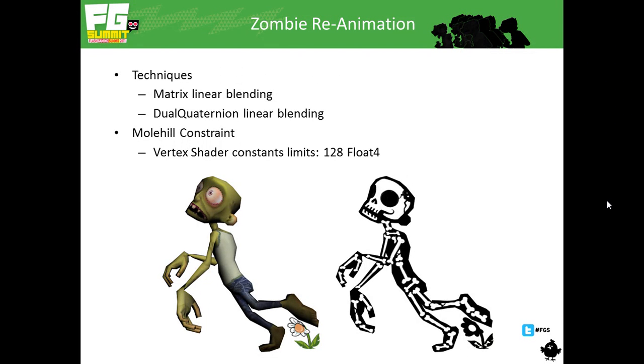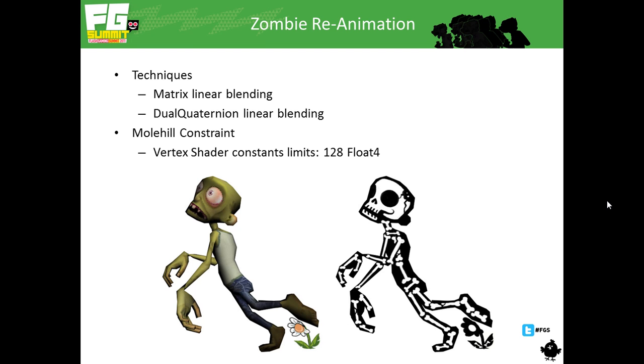Character animation. So in Zombie Tycoon we had a lot of animated models and everything, and we needed to have a system that would support, well, animation. So there are a few techniques. Two of them are matrix linear blending and dual quaternion blending. At first, when we created Zombie Tycoon, we started with the obvious matrix linear blending. It's pretty common, it's fast to implement, it's fast to run, and it just worked great.